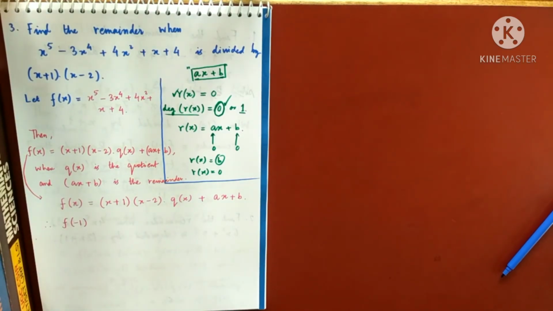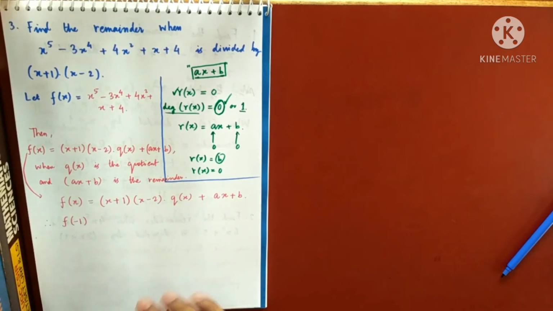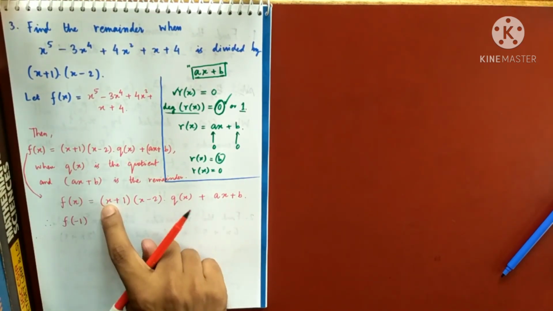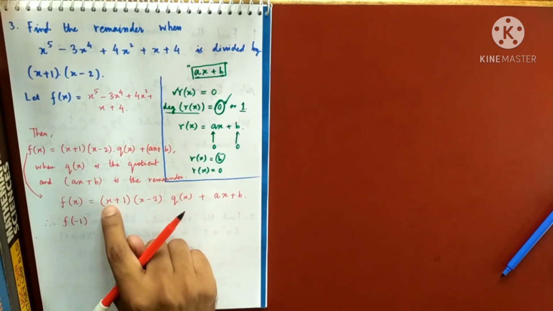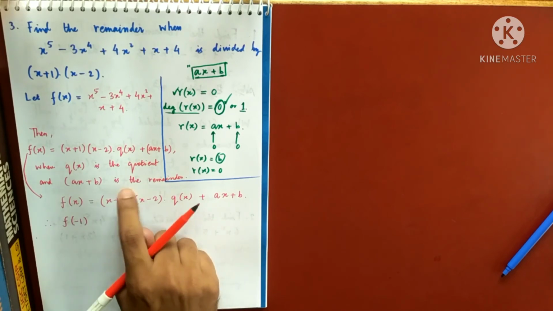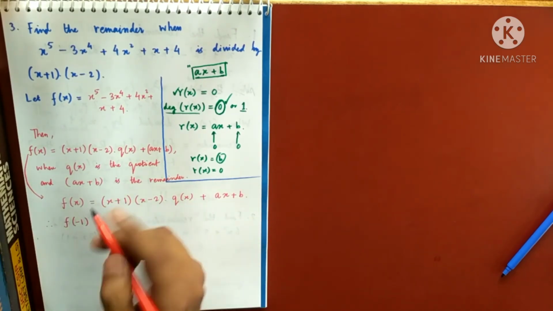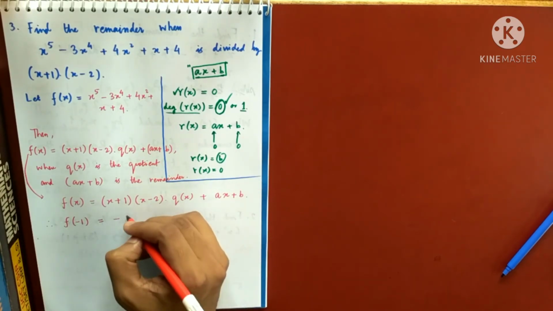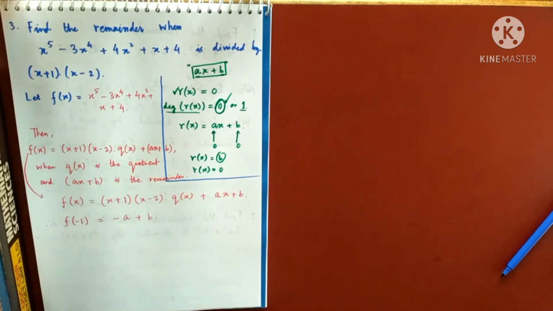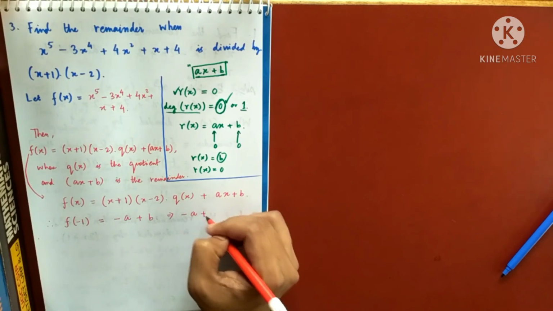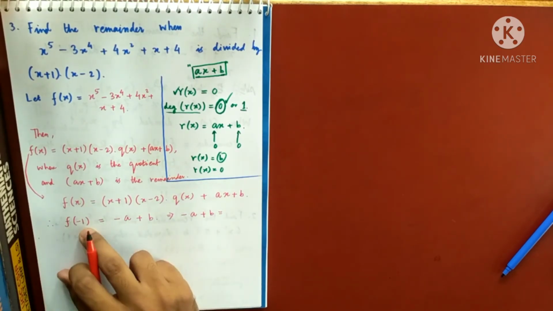So try to understand my point. When I'm putting x equals to minus 1, this term is going to be 0, because this will become minus 1 plus 1, so this will become 0. Eventually the whole thing will become 0. So this is going to be 0, and here I am putting minus 1. So minus a plus b, I have this, right? And that would imply minus a plus b equals to f of minus 1.